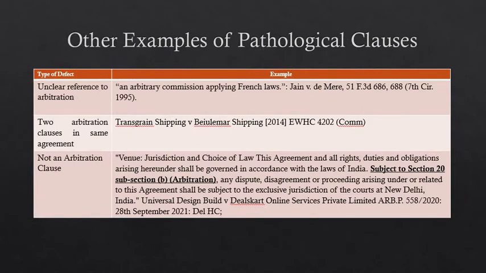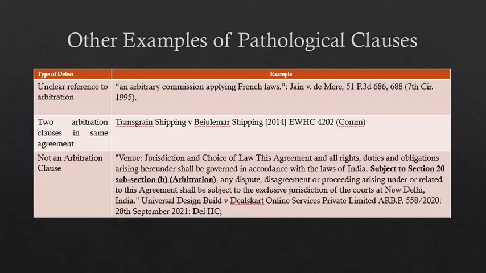Right. There are many other examples of pathological arbitration clauses. For example, the defect is an unclear reference to arbitration, where the clause provided for an arbitrary commission applying French laws. So this arose in the US case of Jane versus D. Mayer. And then, and this is a frequent possibility, there are two arbitration clauses in the same agreement and both are references to different arbitral institutions even. This example arose in the case of Transgreen Shipping versus Limar Shipping, a 2014 English High Court decision.